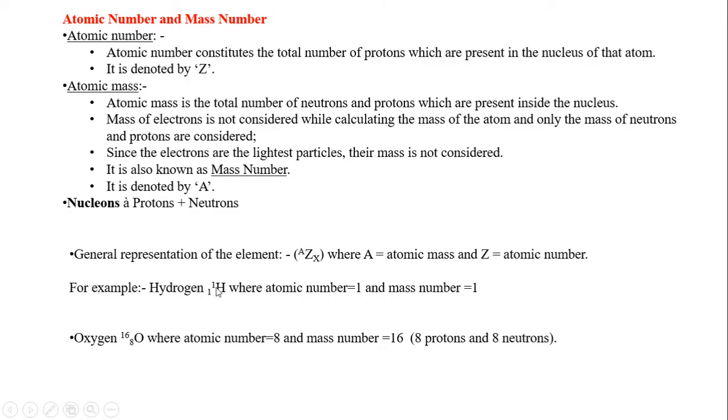For example, in hydrogen, 1 is the atomic number and the other 1 is the mass number. If you take oxygen, it is 8 and 16. So the atomic number is 8 and the mass number is 16. How will you calculate that? The atomic number is the number of protons, so it is 8. To calculate the number of neutrons, mass number minus protons: 16 minus 8, so there are 8 neutrons.